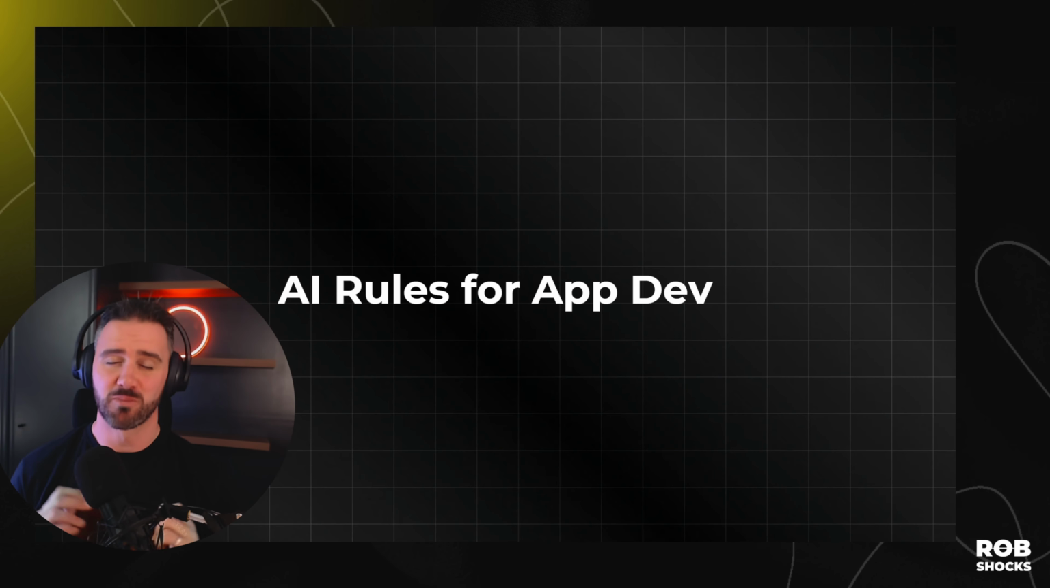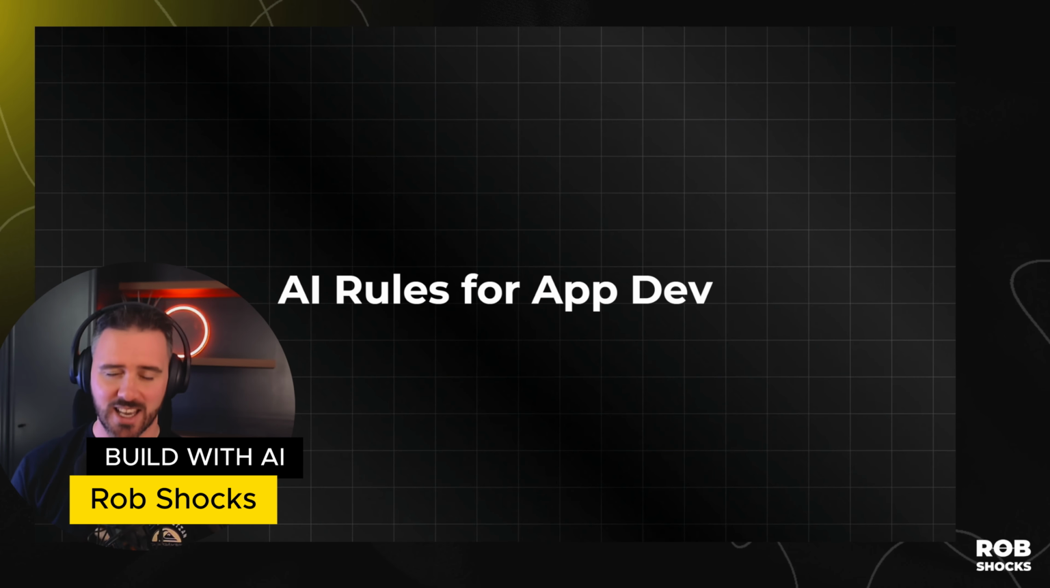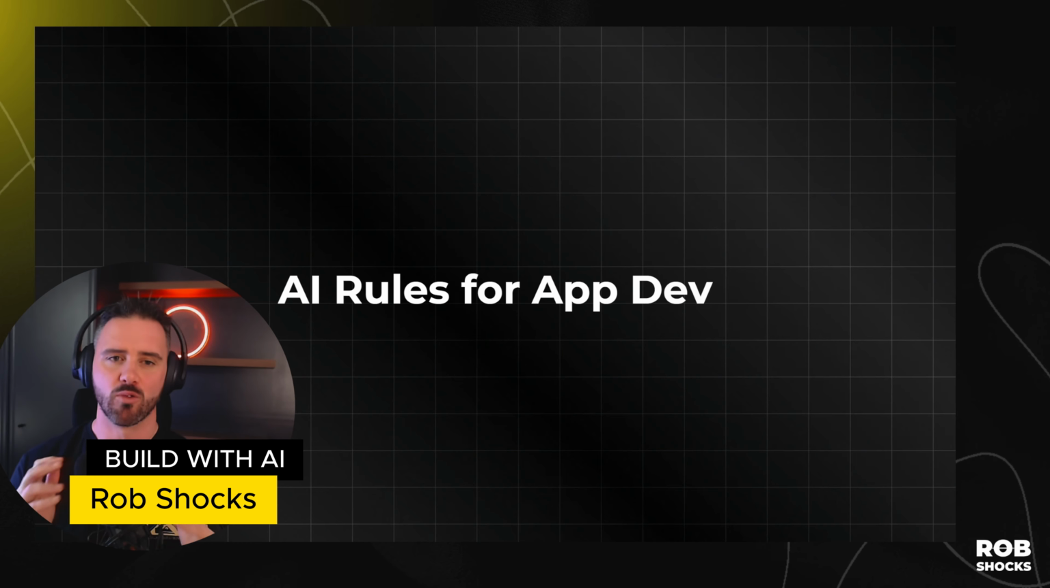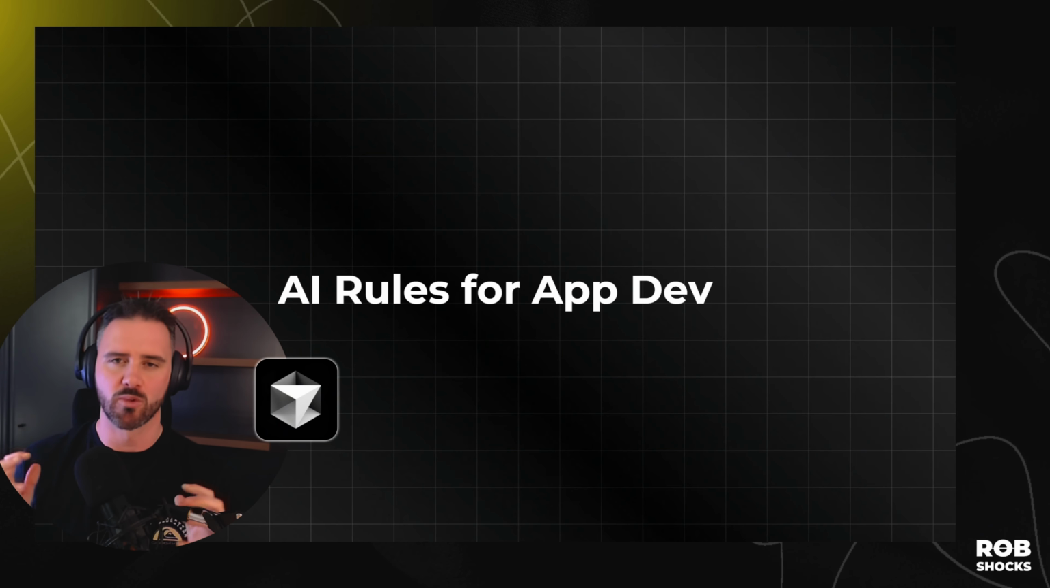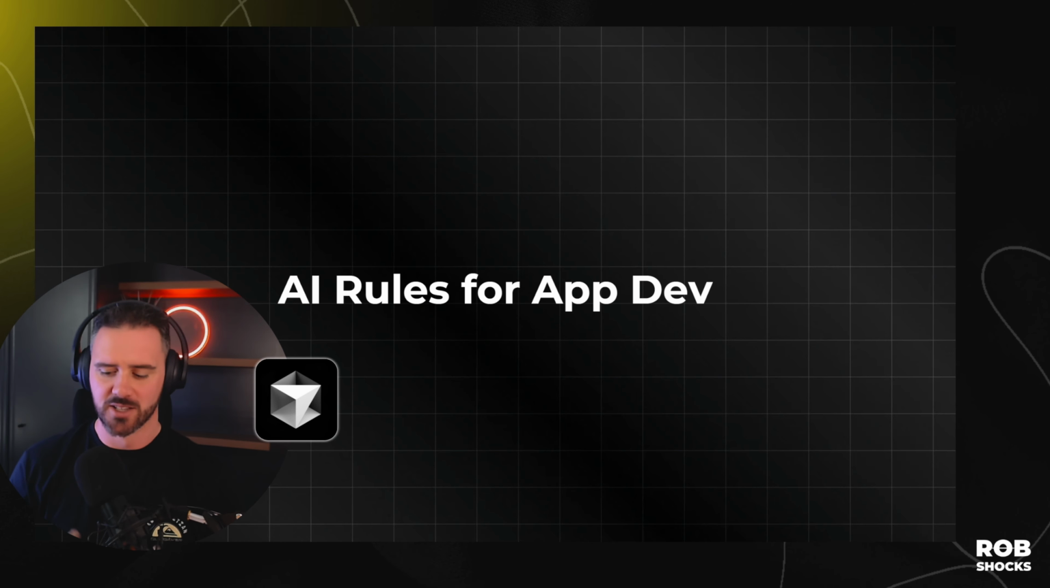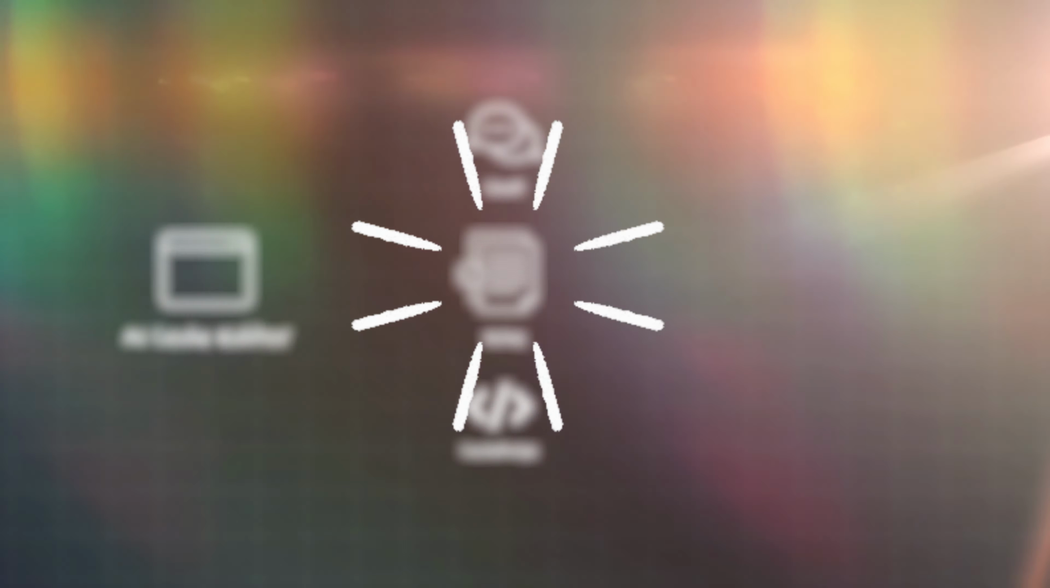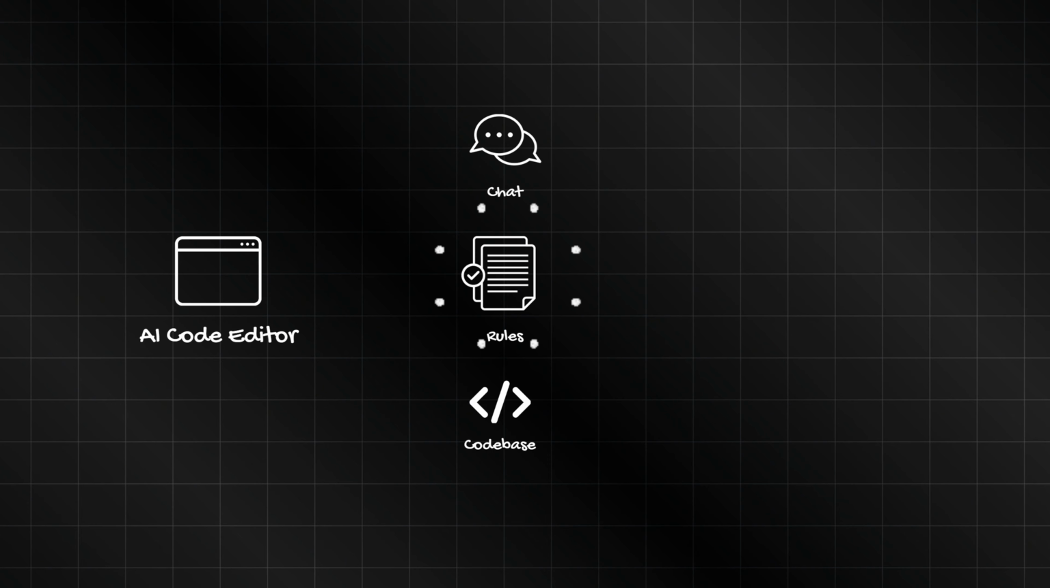If you want to master building apps with AI, you really need to get your head around using rules for AI. Specifically in Cursor, we call them cursor rules. In Windsurf, they're called memories. So these are basically rule books for getting AI to build good software.